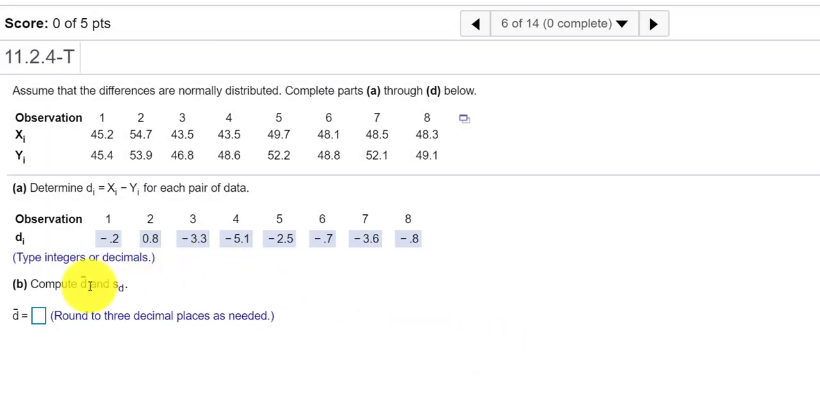Now it's asking for D bar, which is basically the average of these values, or the mean. And then the SD is the standard deviation of these values, right? Sometimes students make a mistake and try to use these values up here to calculate the mean and standard deviation, but we're really looking at these values. So there's a quick way to do that as well using StatCrunch.